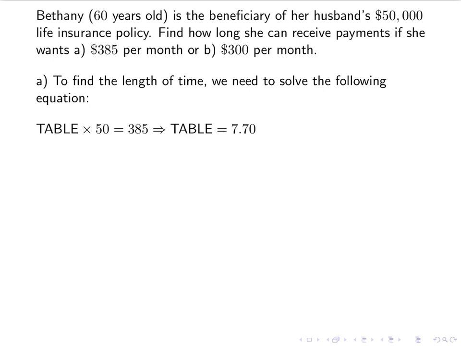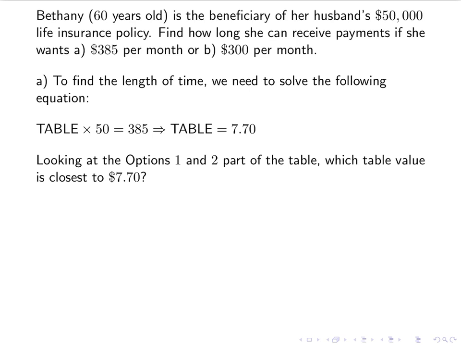So the table number is $7.70. So again, this is a fixed amount, so we're looking at options 1 and 2, so the left half of our table. And the amount, we're going to look for the number in the table that's closest to 7.70. And that happens to be the 7.71. Hopefully you can find it. And then our answer is the year associated with that amount, which is 14. Okay, so if she wants $385 per month, she'll get it for about 14 years.